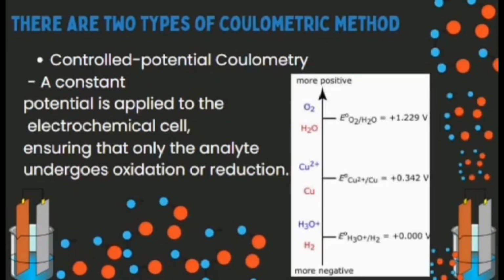So the second type of colorimetry method is controlled potential colorimetry, also known as potentiostatic colorimetry.